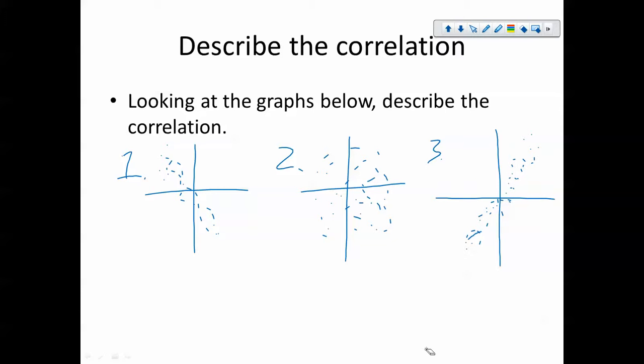So you should have something that looks kind of like this, right? It's not going to be perfect. It's not going to be exactly the same. But your negative needs to go down as it moves to the right. Your no correlation should just be a scatter. And then your third one should be a positive correlation as it moves up and to the right.